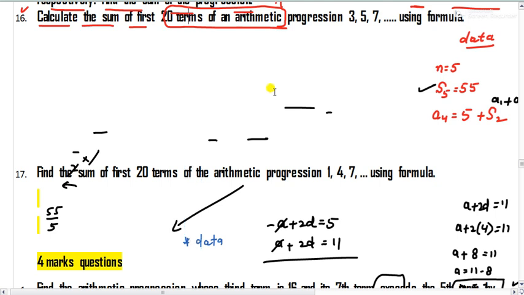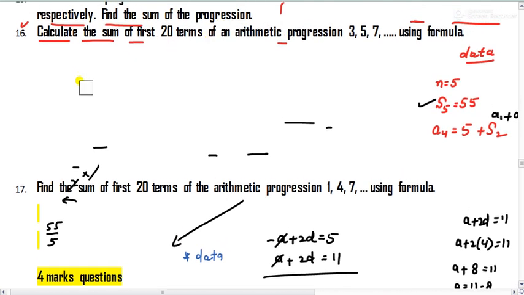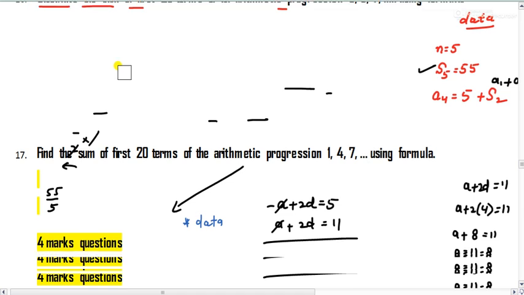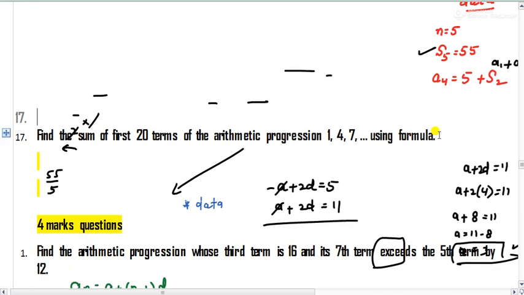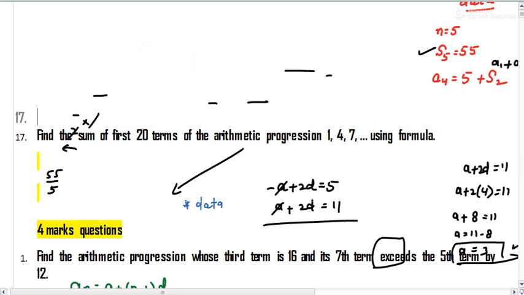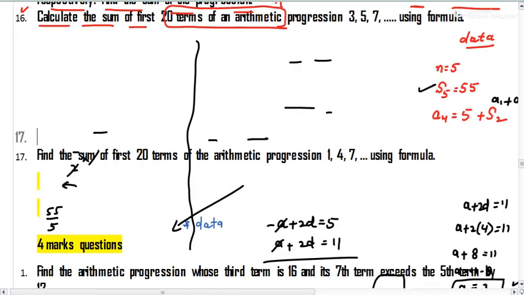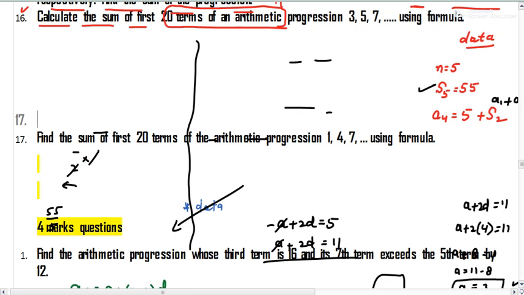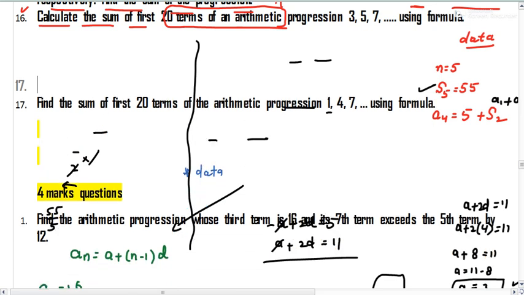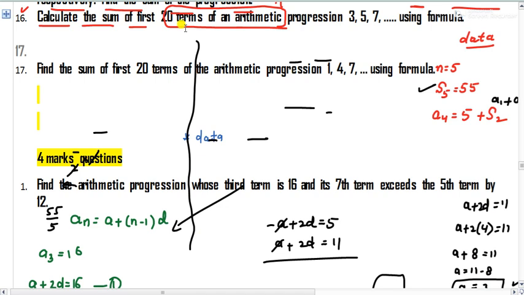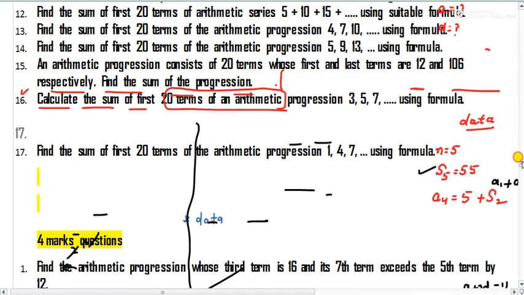Okay, so question number 16, what does it say? 16 or some other question? Where is it? Sorry, something happened to the screen. Just a minute. Is it 16 or some other question? Yeah, the 15th one, not 16. Can you see the screen?